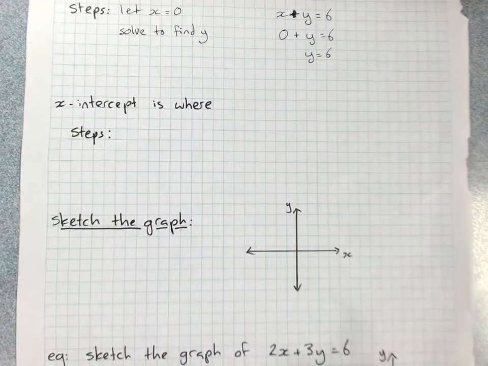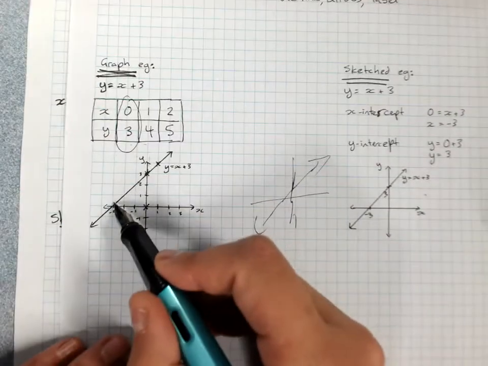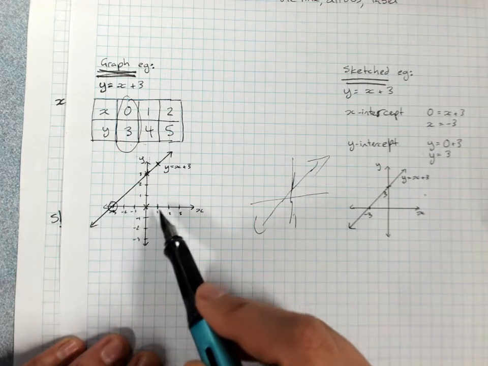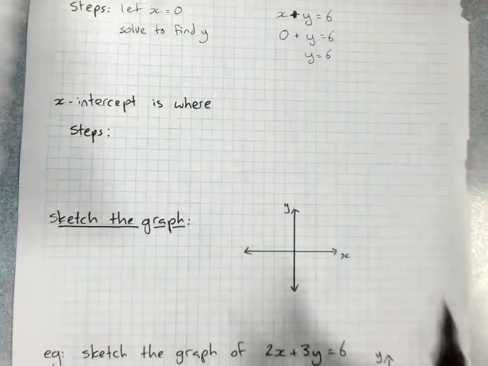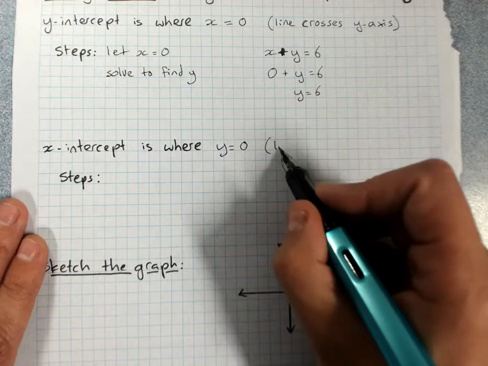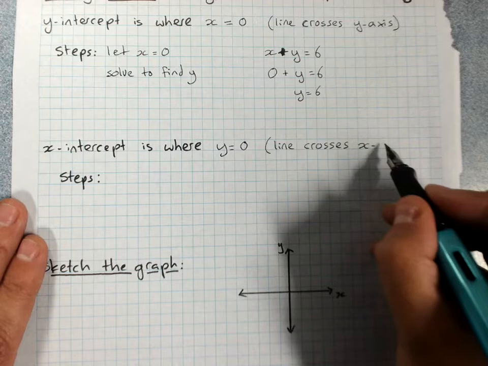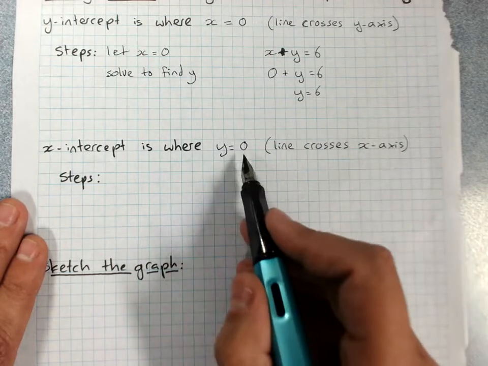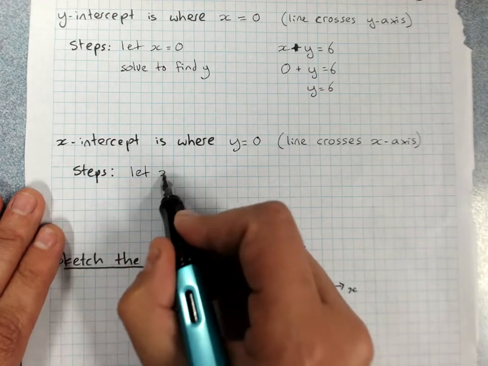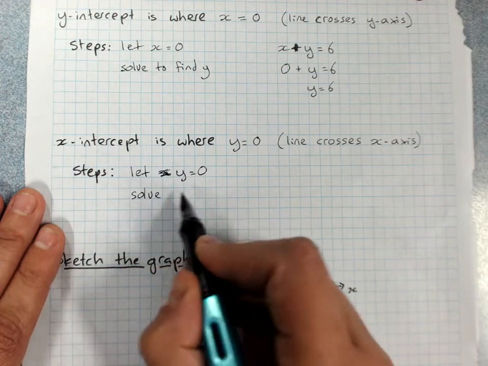The x-intercept is where the line cuts the x-axis, and it's where y equals 0. Because it's on the x-axis, it has to be where y equals 0. So our steps are now, let y equal 0, and solve to find x.